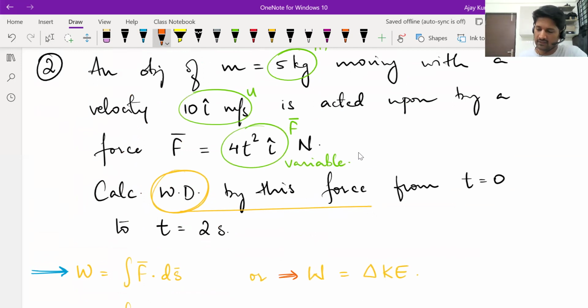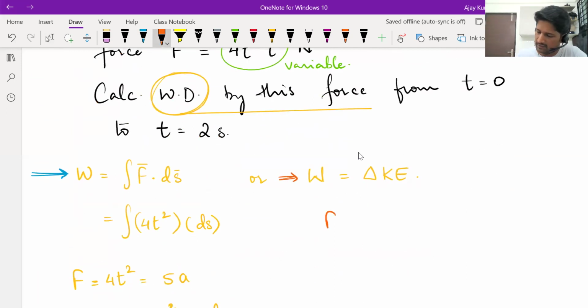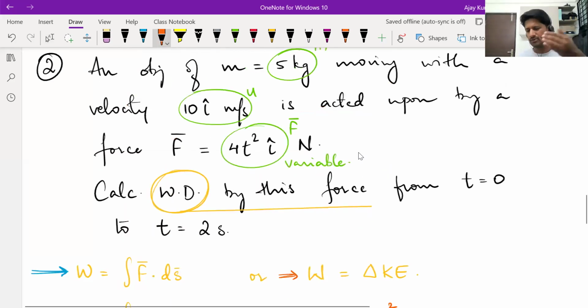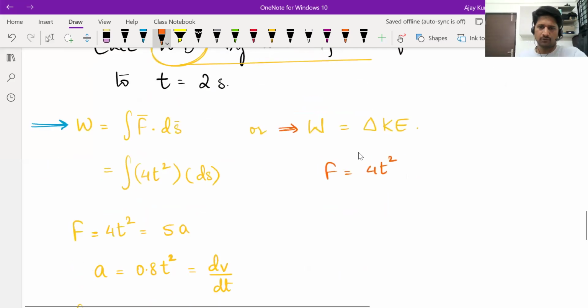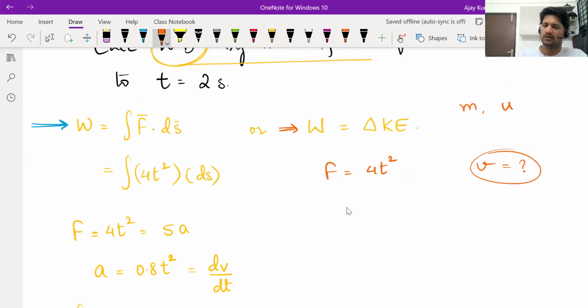And what we have here is force as a function of time. F is equal to 4t square. See, i cap is fine. Force is in the positive x direction. Object is also moving in the positive x direction. Everything will be positive. So let's leave i cap for now. This is the force magnitude, 4t square. We know mass. We know initial velocity. We know the force. How to get final velocity? Can one of you tell me how these are all related?